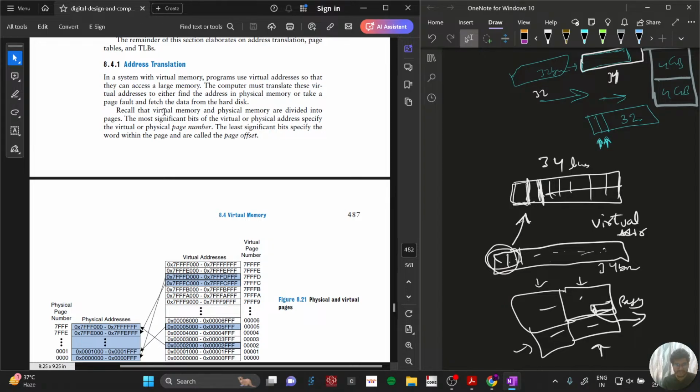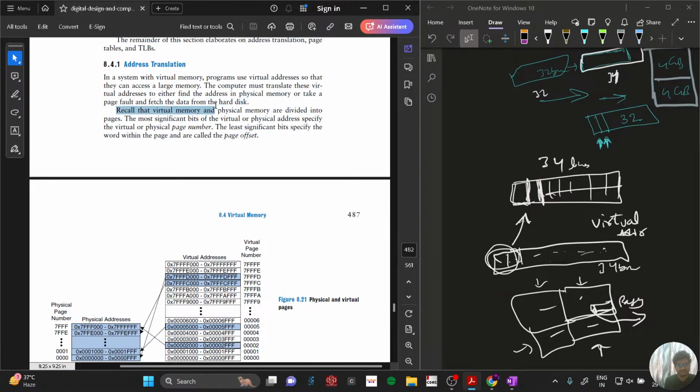Wait, I got confused. The computer must translate these virtual addresses to either find the address in physical memory or take a page fault and fetch data from the hard disk. We'll come to this statement again.